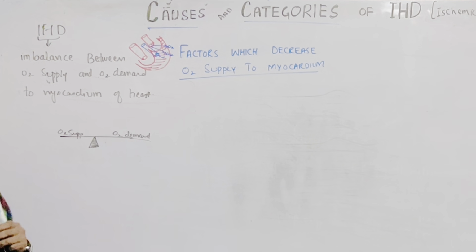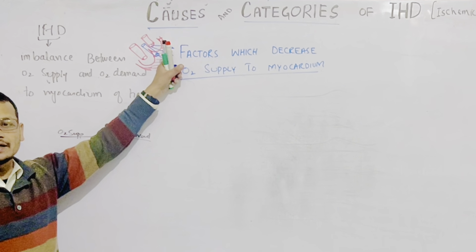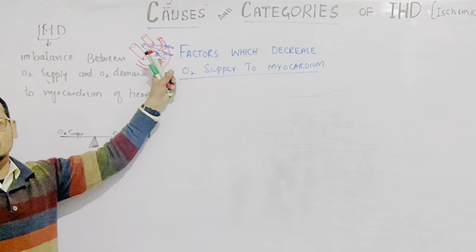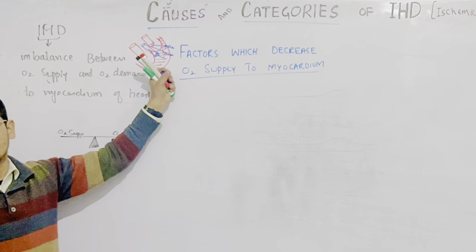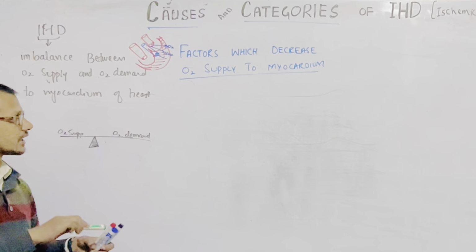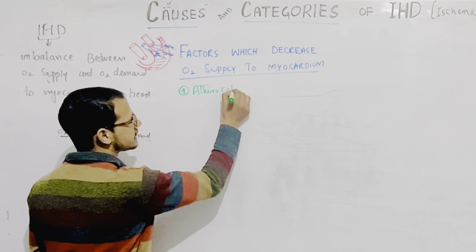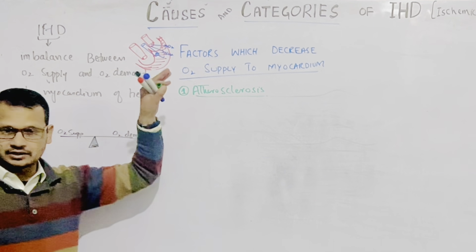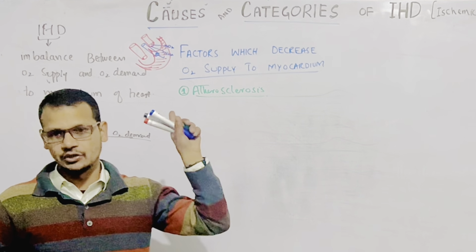I already told you the difference between ischemia and hypoxemia. Ischemia is when oxygen supply is reduced, nutrient supply is reduced, and the washing out of waste products produced during metabolism is reduced in the myocardium, which causes ischemia. So of the factors responsible for lowering oxygen supply, the first and most important factor is atherosclerosis. We will discuss atherosclerosis in great detail in coming lectures. Atherosclerosis is one of the most common and deadly oxygen-supply-reducing factors.